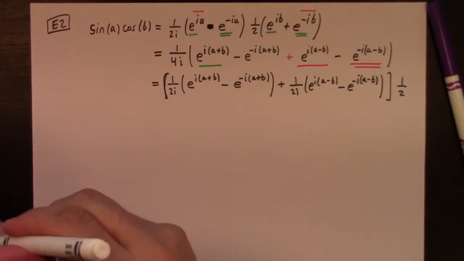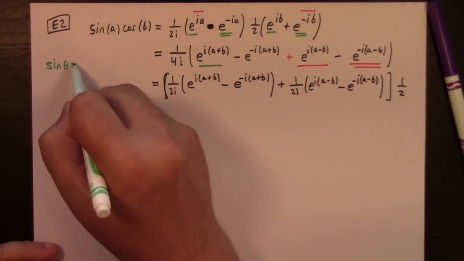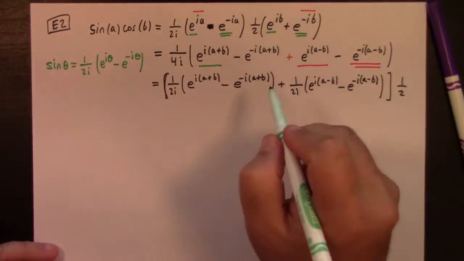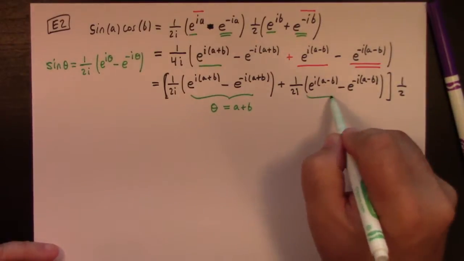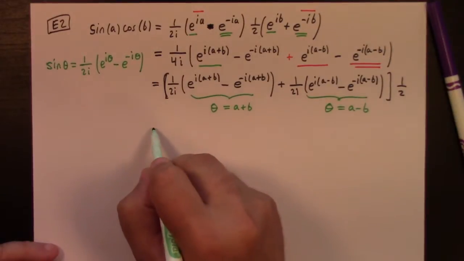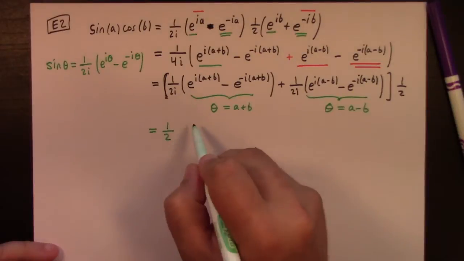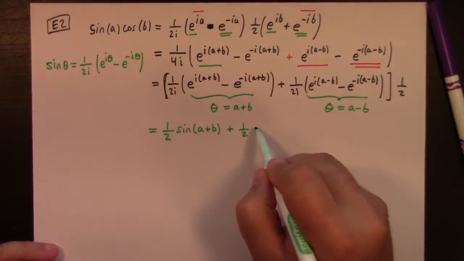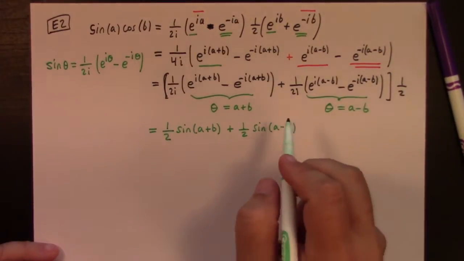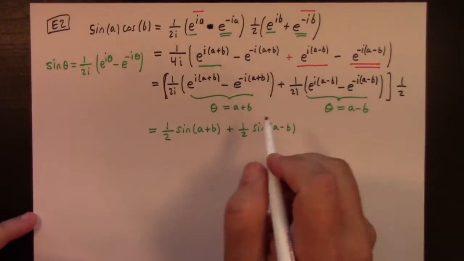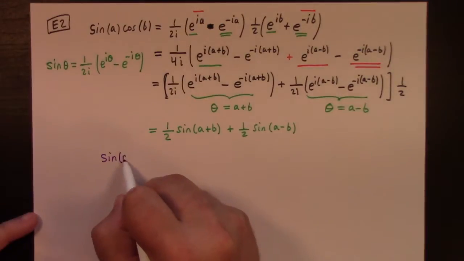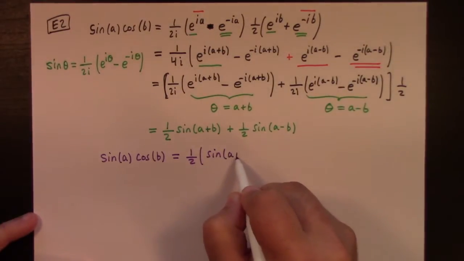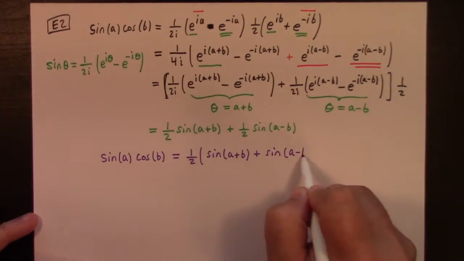But again, if you go back to the formula, the sine of theta is 1 over 2i times e to the i theta minus e to the minus i theta, right? And you identify here we've got theta equals a plus b, and here we've got theta equals a minus b. Then what we just derived is that this is equal to 1/2 the sine of a plus b plus 1/2 the sine of a minus b, right? Or let me write it in a prettier way. So we've got sine a times cosine b is equal to 1/2 of sine of a plus b plus the sine of a minus b.